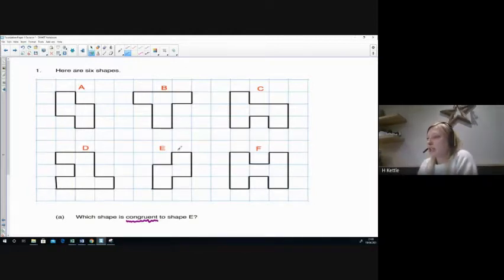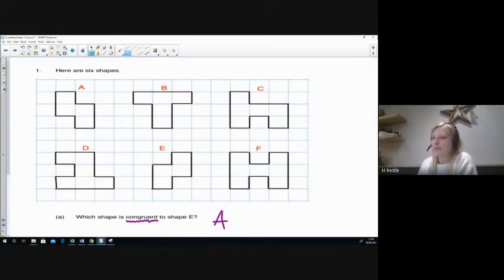So looking at this shape E, we've got these 4 squares like this. Which shape is congruent is going to be A. If I cut them both out, they would fit over the top of each other. So my answer is A. There are no other congruent shapes there by the looks of it. I don't think. Oh, yeah, no, C and D.